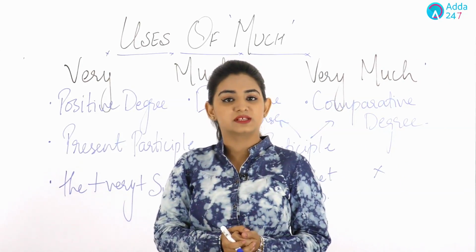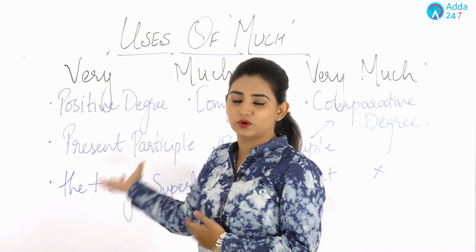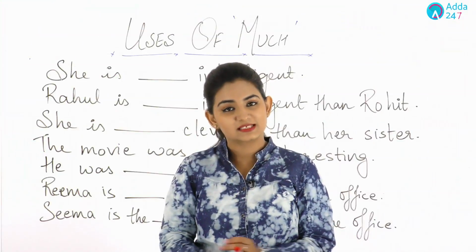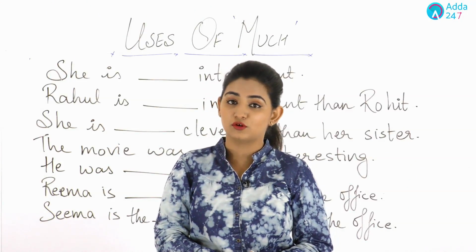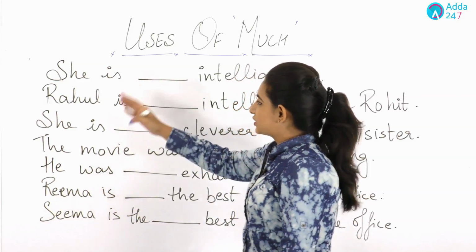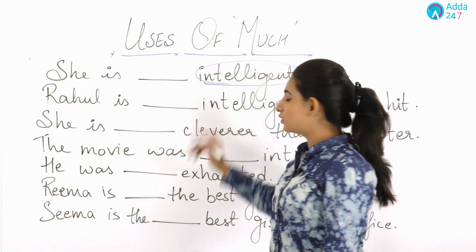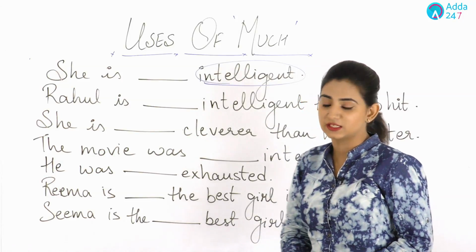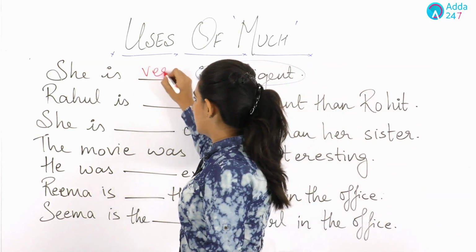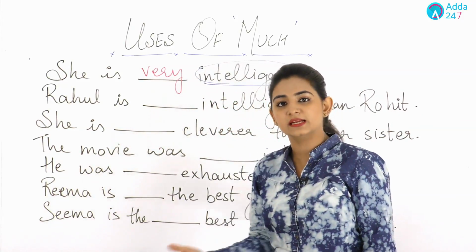Now let's take some examples and see how these rules follow. Now let's take some examples for the rules that I just told you. The first says she is dash intelligent. Now we all know intelligent, this word is a positive degree of an adjective, and that is why we use very here. She is very intelligent.